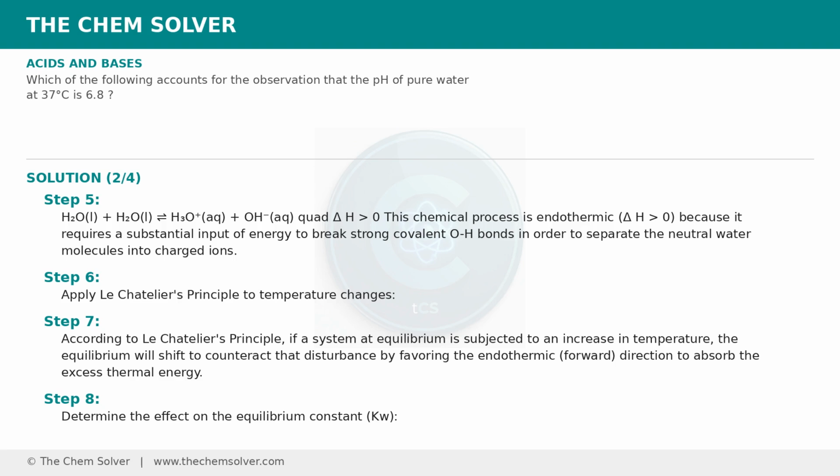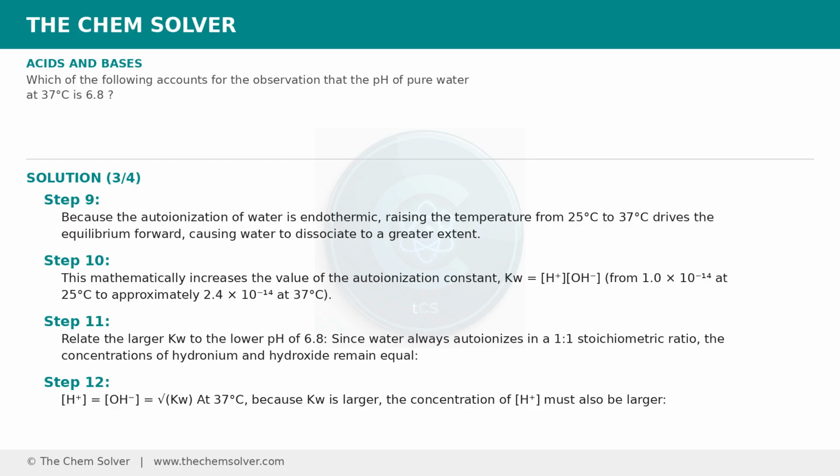Determine the effect on the equilibrium constant, Kw. Because the autoionization of water is endothermic, raising the temperature from 25 degrees Celsius to 37 degrees Celsius drives the equilibrium forward, causing water to dissociate to a greater extent. This mathematically increases the value of the autoionization constant, Kw equals [H+][OH-], from 1.0 times 10 to the power minus 14 at 25 degrees Celsius to approximately 2.4 times 10 to the power minus 14 at 37 degrees Celsius.